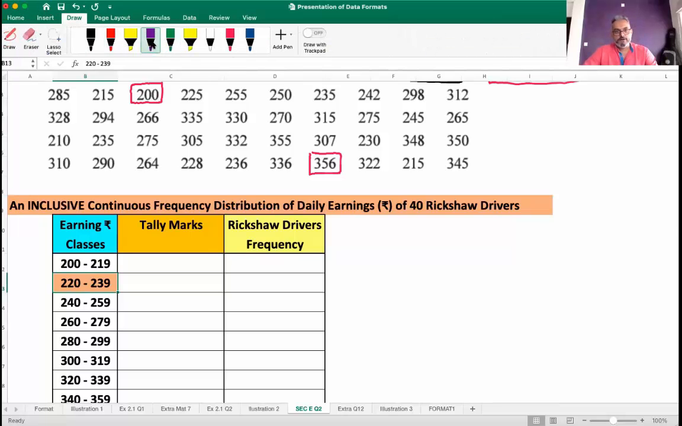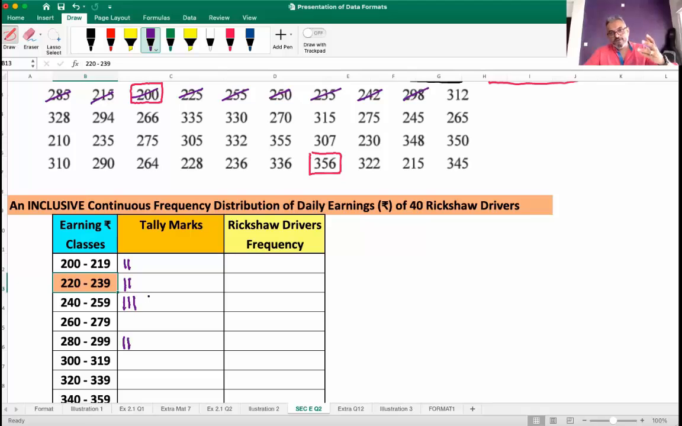Let me use some other color too now. 285, 215, 200, 225, 255, 250, 235, 222, 239, 242, 298.